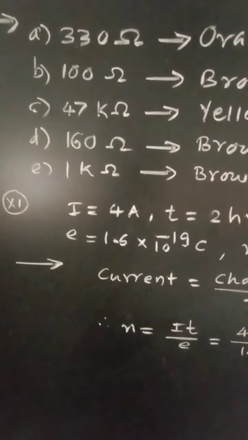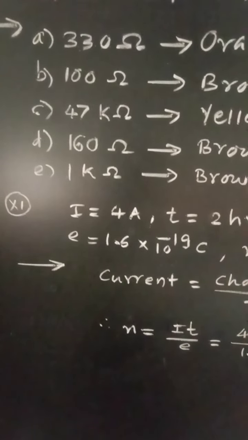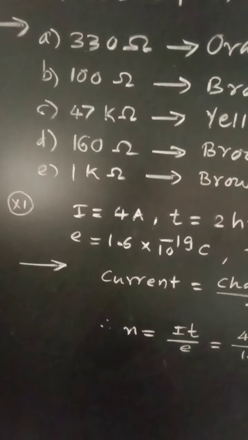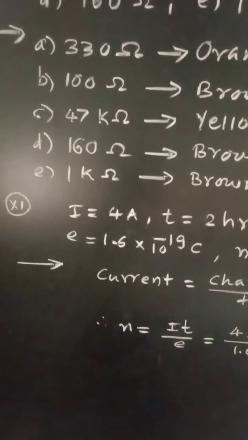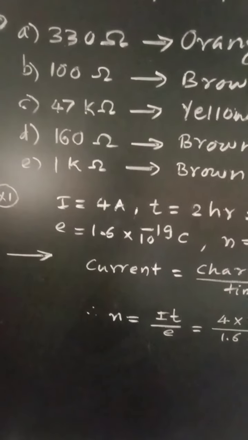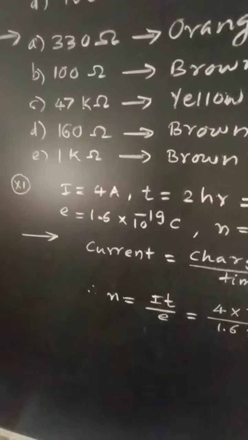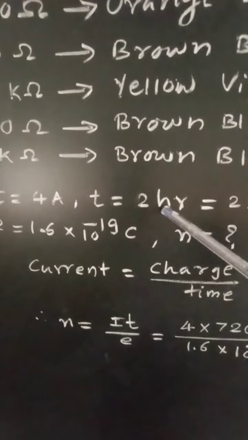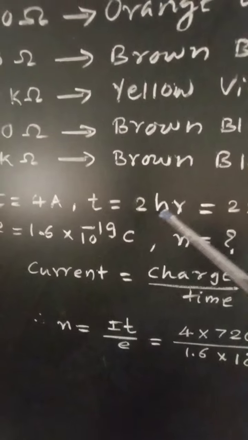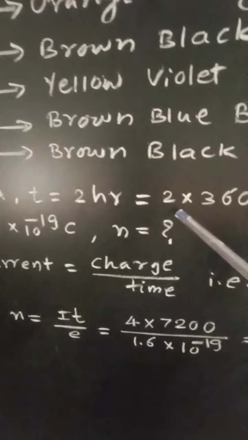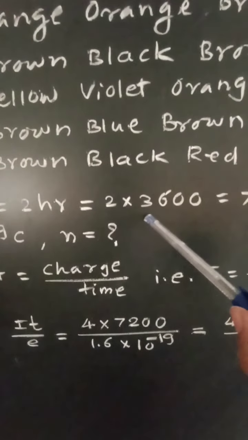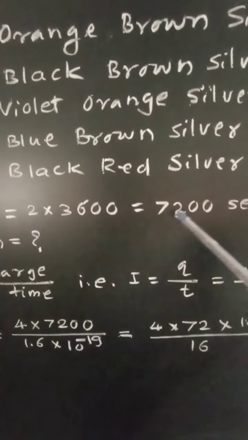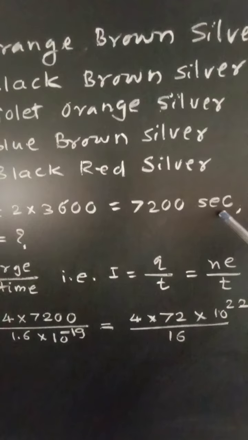Then let us see the next numerical, that is numerical number 11, which is given as: a current of 4 ampere flows through an automobile headlight. How many electrons flow through the headlight in a time 2 hours? And therefore the given data is I is equal to 4 ampere, T is equal to 2 hour, that will be converted into second as 2 into 3600, which comes out to be 7200 second.